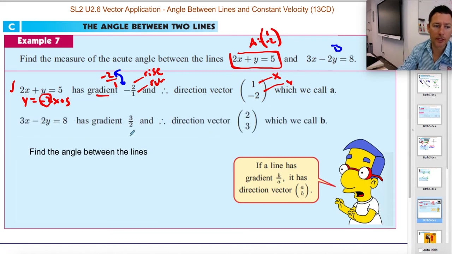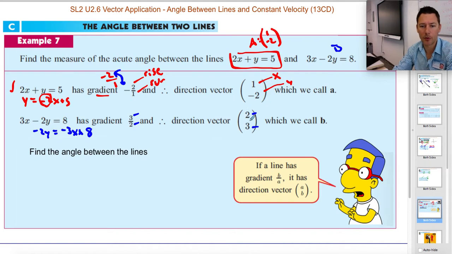All right, if we clean B up, B does the same thing. We have to clean up this mess. And you subtract 3x, and there's the 8. Divide by 2, so it looks like the slope is +3/2, right? So this is change in y over change in x. This is change in x over change in y, and so you just flip it over. So this has a direction vector of 2, 3.